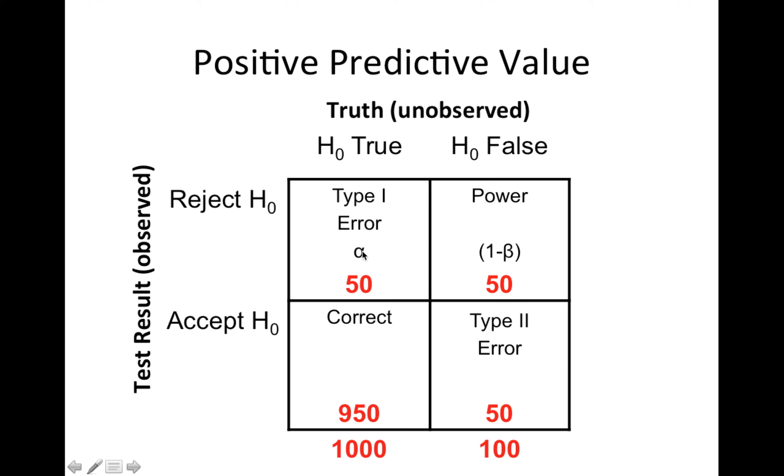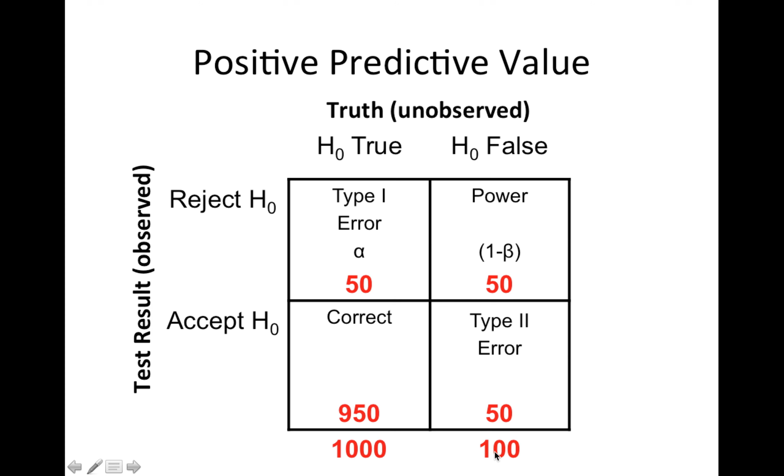So again, type 1 error rate, alpha, corresponds to this cell, power corresponds to this cell, type 2 error is this cell, and then this is just, yay, we correctly failed to reject the null when we should have. So again, the 5% for type 1 error rate comes from 50 divided by 1,000. The 50% in this case for power is 50 divided by 100.